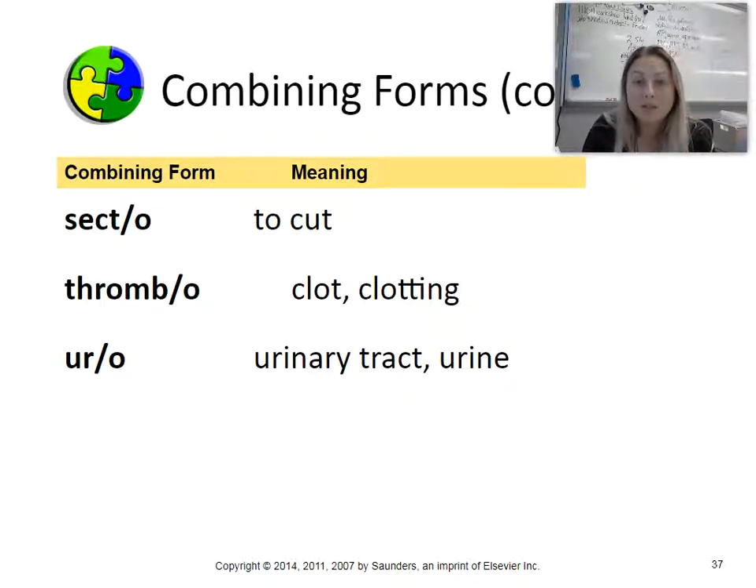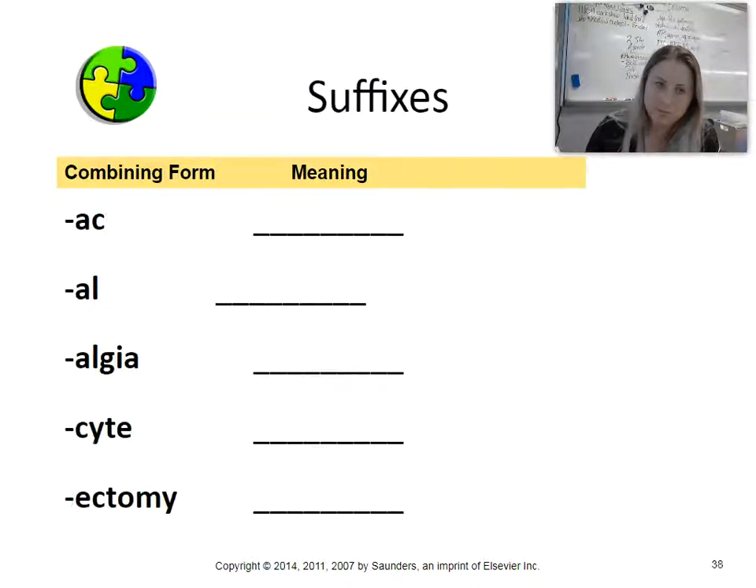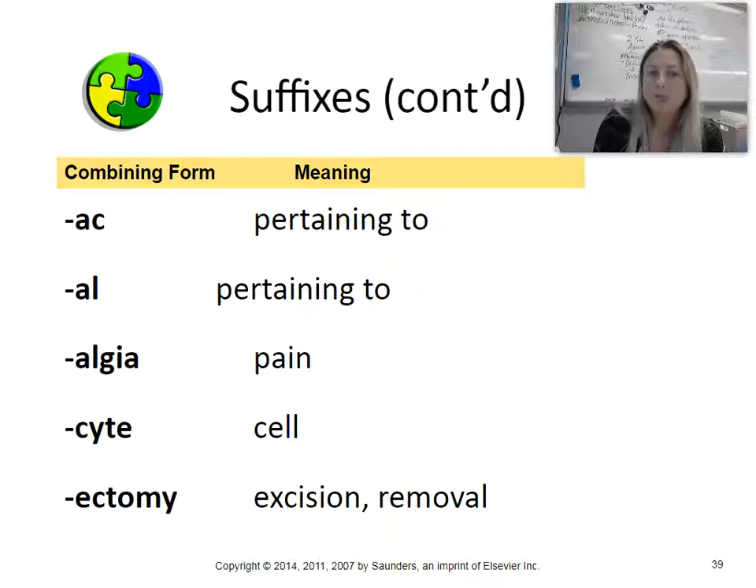Thrombo, this is a clot or clotting. So you have thrombocytes. These are clotting cells. Platelets are a form of thrombocytes. Uro refers to urine. Okay, like urology is the study of the urinary tract. Urinate is to produce urine. Okay. All right, we'll get into suffixes.